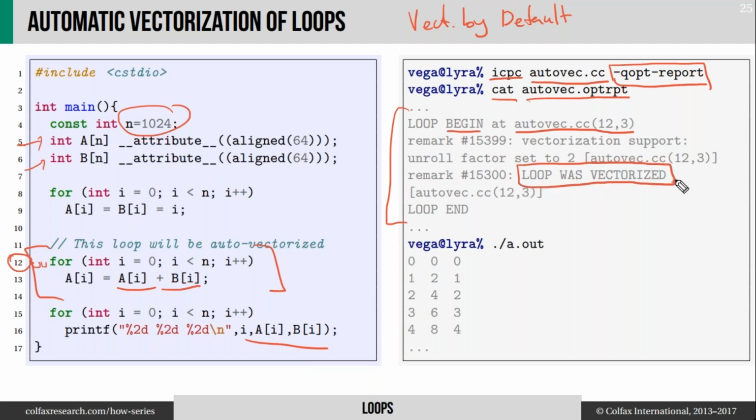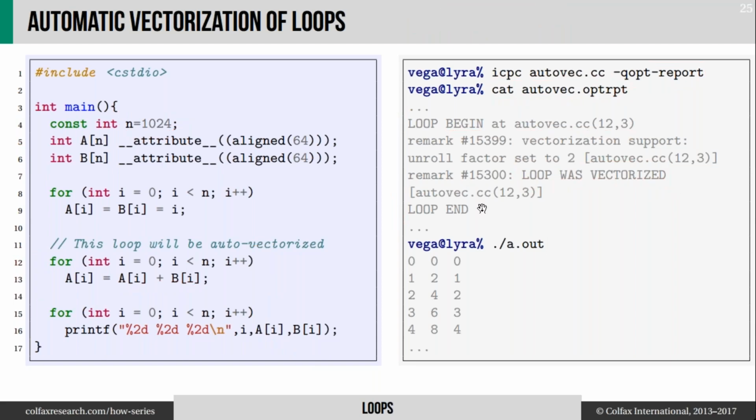Loop was vectorized is partial success. At least you're running this code with vector instructions. Sometimes you will see loop was not vectorized. Sometimes you will see loop was vectorized, but inefficiently. But it was vectorized inefficiently, and there are things that you can do about it.